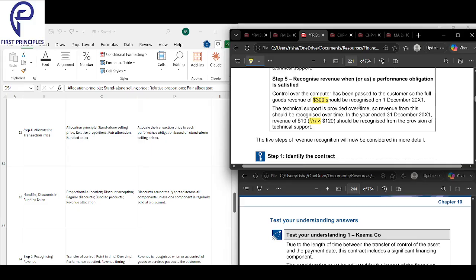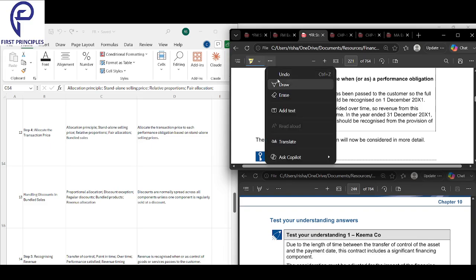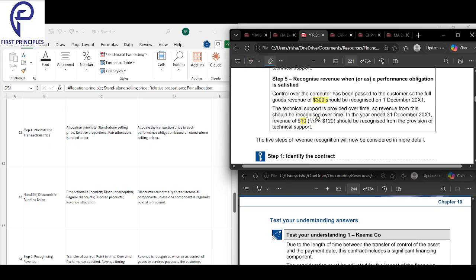And the last step is recognizing revenue as an obligation is satisfied. The computer is transferred on that very day, so you recognize the first amount then. The technical support is provided over the period, so the 120 is recognized over time. Right, absolutely. So that is all 5 steps that we have figured out.